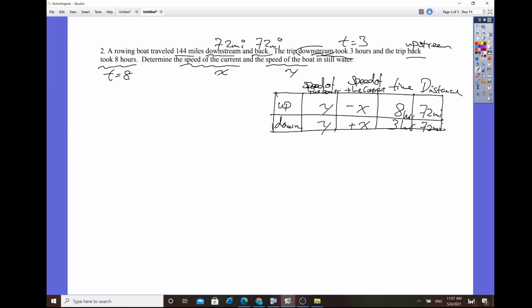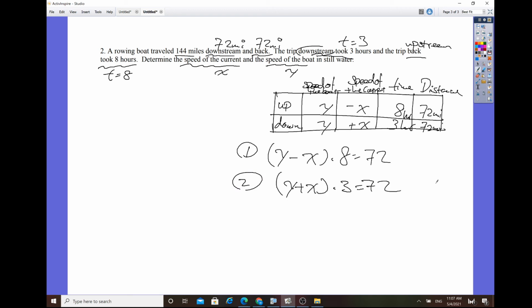Okay, so this one is clearly setting up the equation. See the graphic organizer? The total speed times the time is always the distance. So for the first equation, y minus x times 8 equals 72. Second equation, y plus x times 3 equals 72. And then solve for x and y. So this one you want to distribute. That means we do have 8y minus 8x equals 72, and then 3y plus 3x equals 72.